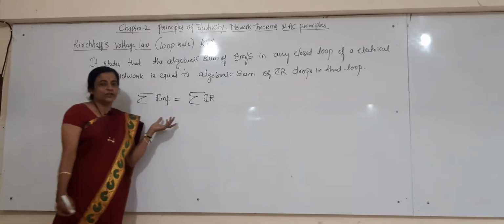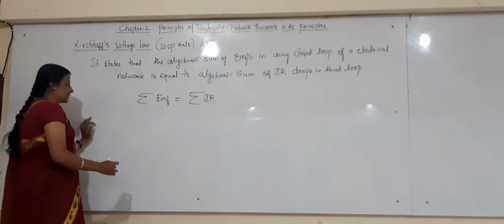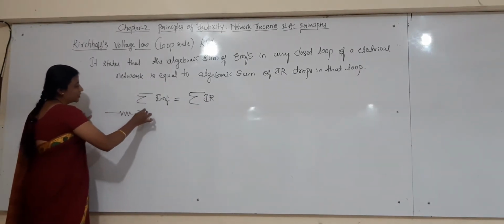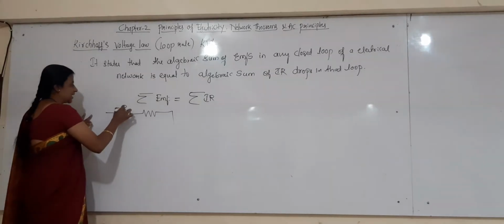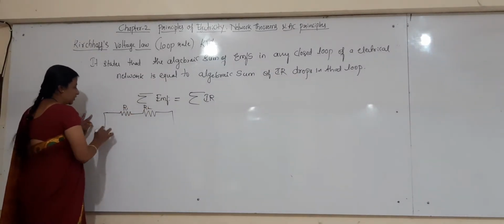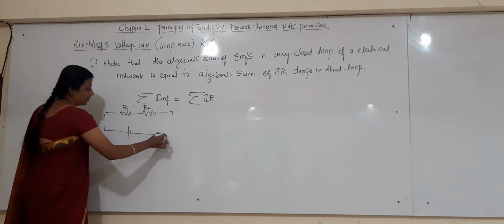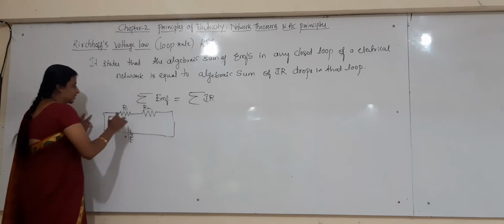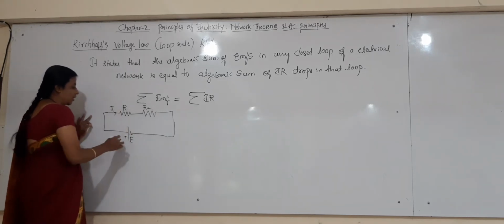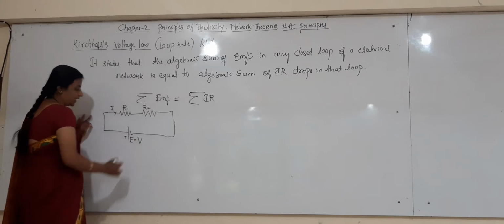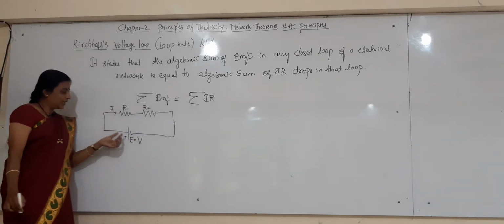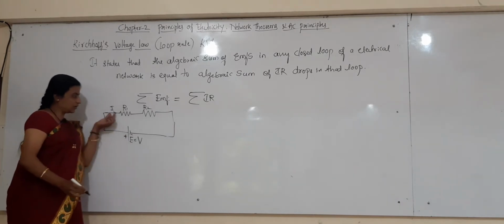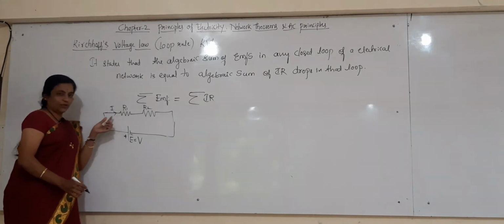For this, let us consider one electrical circuit, a resistive network consisting of two resistors. Assume that two resistors R1 and R2 are connected to an EMF of voltage E, or let that voltage be V. As soon as the power is turned on, current starts flowing in the circuit.